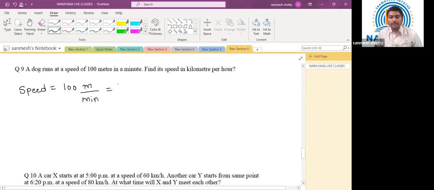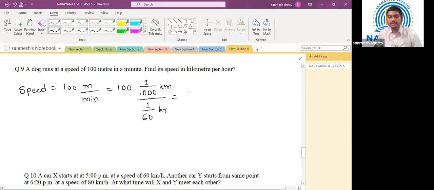So let us keep 100 as it is. Now this meter, we have to convert it to kilometer. We all know that 1 meter is 1/1000 of a kilometer. This conversion we all know. Also, to convert minute into hour, what we have to do is just divide it by 60. So 1 minute is 1/60 hour.